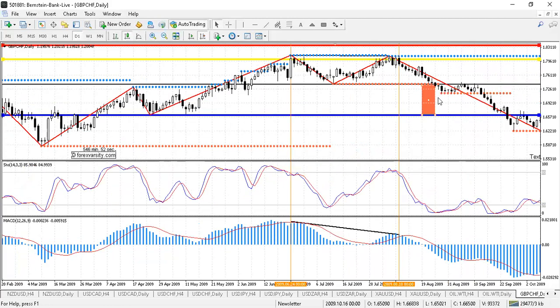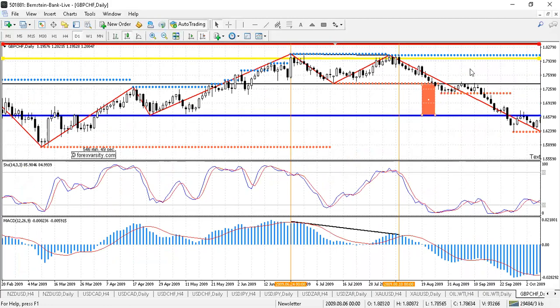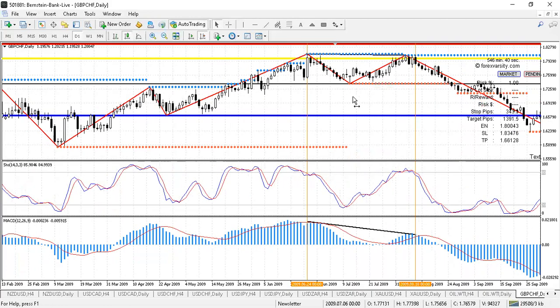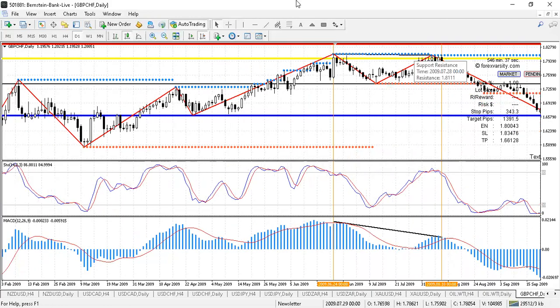Okay, so you can see now we've got a much bigger risk to reward ratio. And if you actually entered at that point, then you're probably going to make 3.5% to 4% on that trade. So it's just a way to get a better risk to reward ratio from a double top.